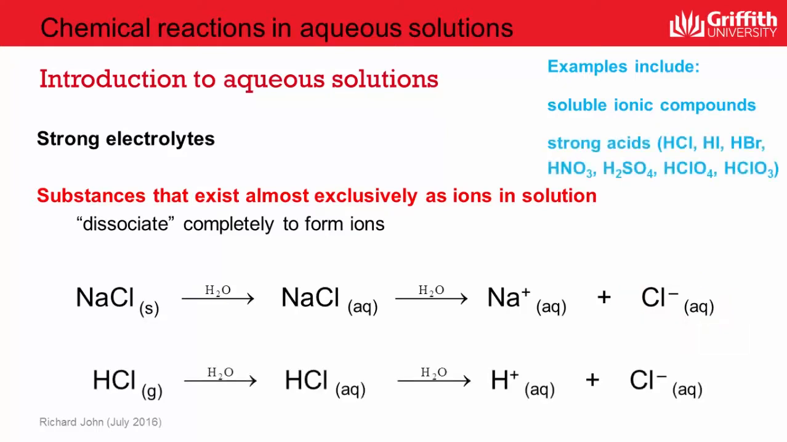And again, the hydrogen chloride example, the molecular electrolyte: hydrogen chloride gas being bubbled through water to form the solution, but that solution being best represented as separate H+ ions and separate Cl- ions. And so this reaction is complete in one direction, going from left to right, with the substances existing almost exclusively as ions in solution. They dissociate completely to form these freely mobile ions.